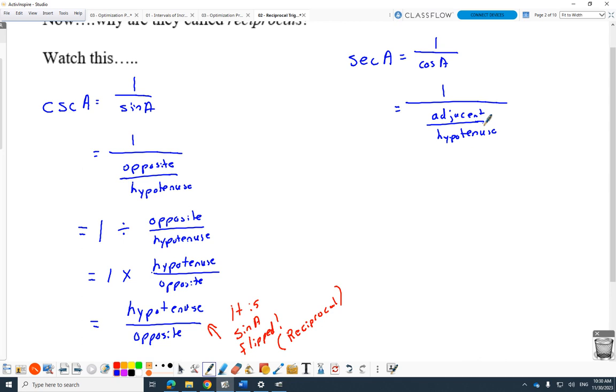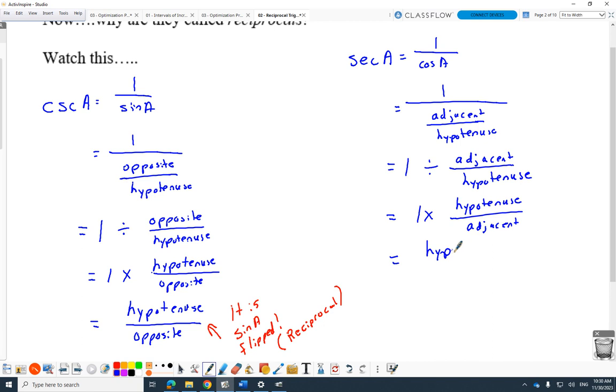And we always have our fraction rules as long as we're willing to write this as a divide first. And after we write it as a division, we can use our fraction rules to say, okay, that's 1 times, here's where the flipping comes in. Because it's dividing, it becomes flipping. So it's not magic or anything like that. That's just what division does. So I get hypotenuse over adjacent.